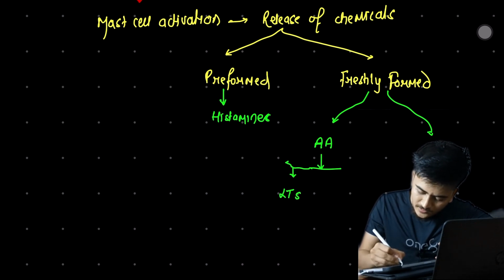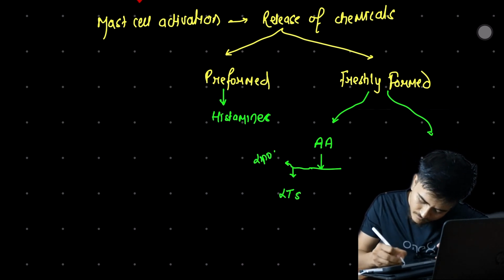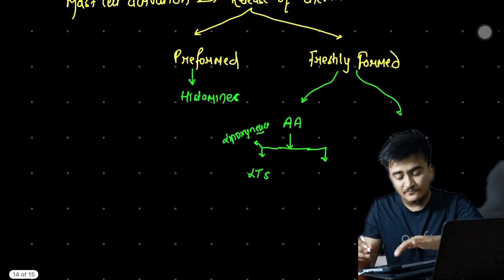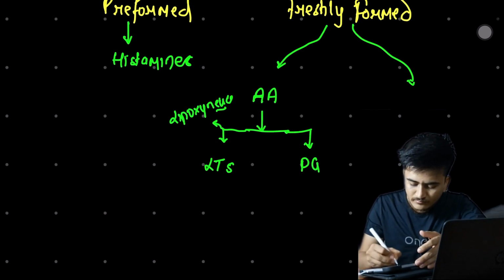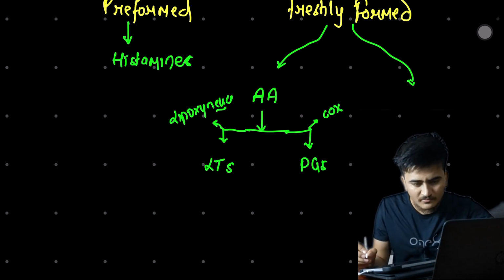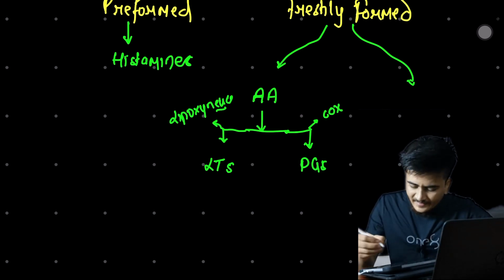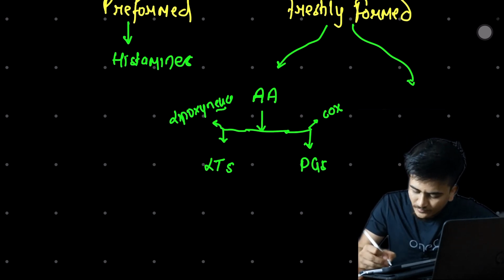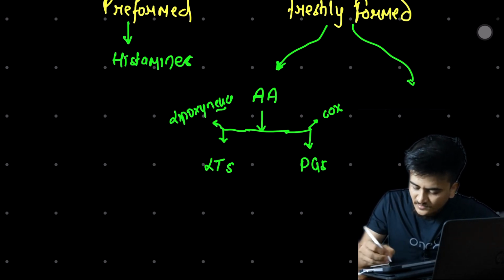through which pathway? Lipoxygenase, and they will also help in the formation of what? Prostaglandins, PGs, and this process is what? Cyclooxygenase, or we can write COX. Under freshly formed we also have cytokines. One was arachidonic acid, another is cytokines.